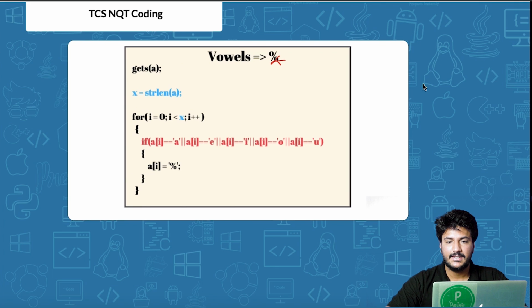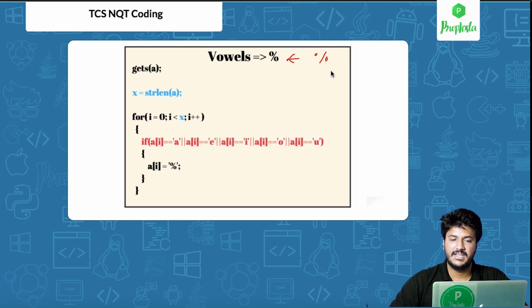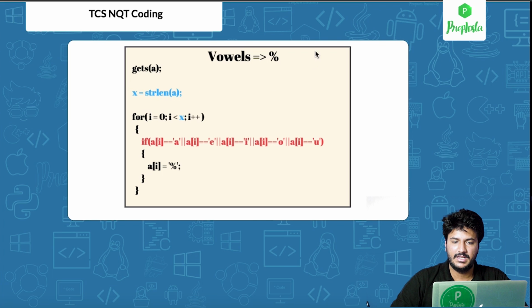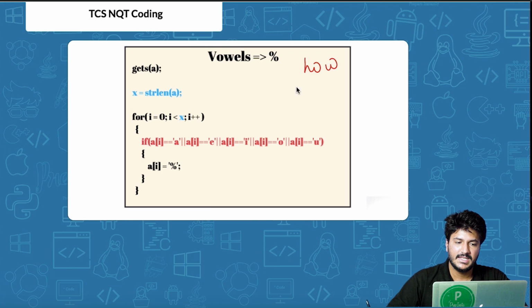Then for the first logic, that is the logic to convert all the vowels to this remainder or percentage thing, right? So first, obviously, like I told you, you got the input in gets, then you stored the value in x by strlen. So let's say how, in this case the value of x is 3, right? Then you iterate the loop from I equals 0 to n. So let's say for how, when the loop runs for I equals 0, a of 0 is h here, right?